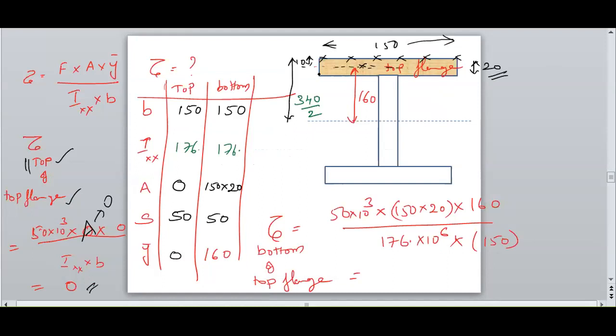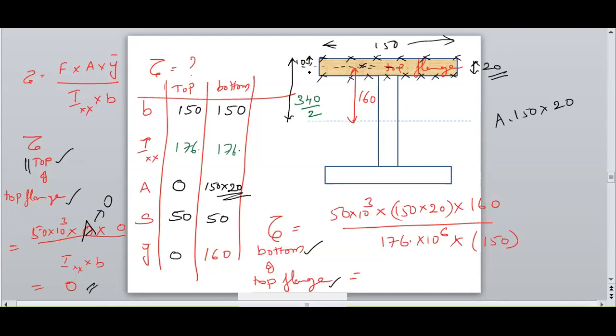Now, the EF line is shifted to the bottom of the top flange. Therefore, for the shaded area, I need to find out the area. So here the area is 150 into 20. So I have written here 150 into 20 is the area.